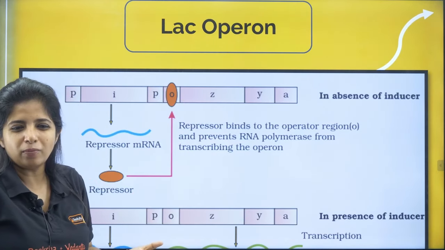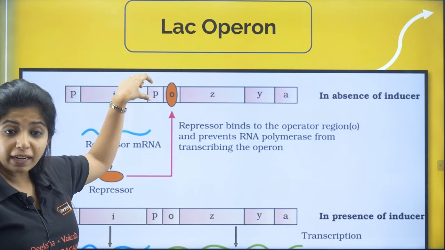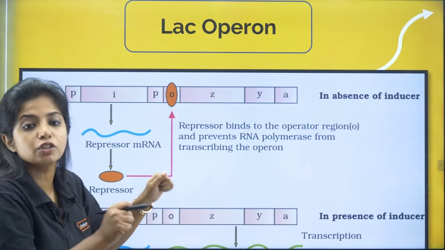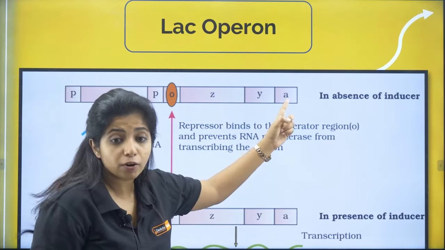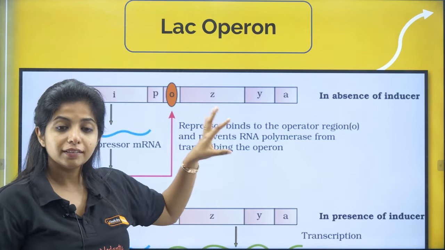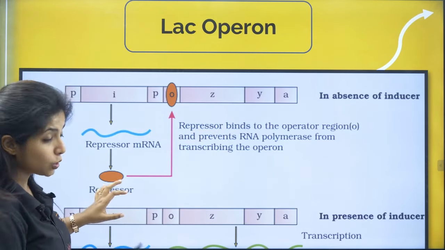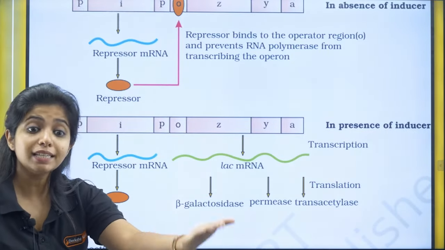Now ma'am, what's the problem in going and binding the operator region? The RNA polymerase, when it comes and binds to the promoter and wants to do the transcription, will it be able to do it? No, it will get stopped. So if transcription of these three genes is not happening, that is a problem, right? So here, this condition is known as the switch off condition of the lac operon. Switch off.